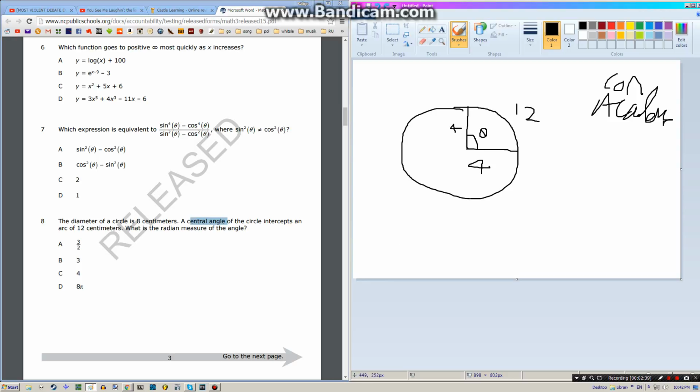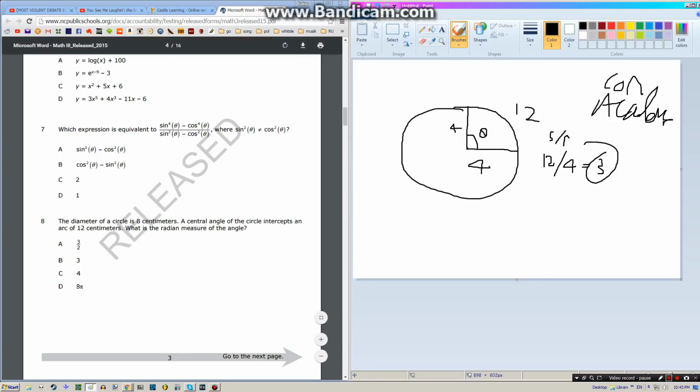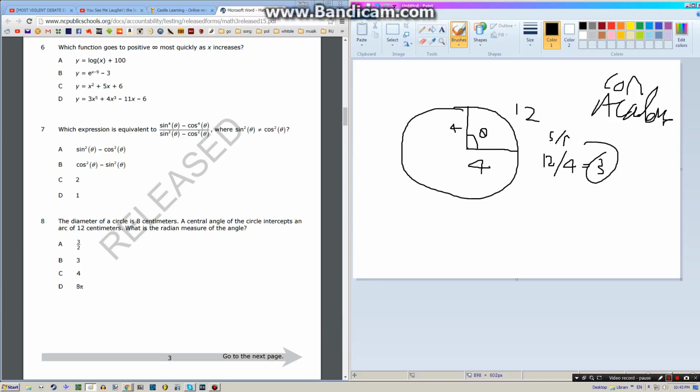Now having 4, you know that this outside arc length is 12. The formula for finding this angle in the middle is literally just dividing your arc length, I'll write it up here, S, divided by R, which is the radius. So it'll be 12 divided by 4. Super easy, super clean, super breezy. You get 3. That's number 8. I'm going to go to the next one right now.